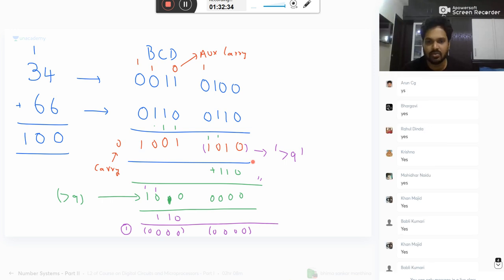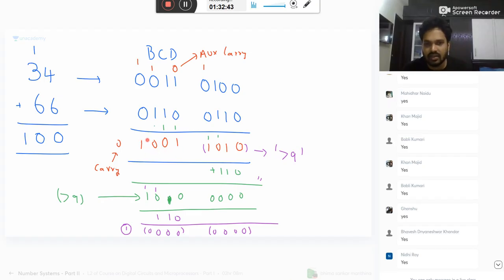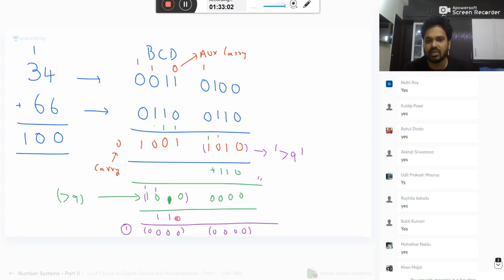Okay. So after adding this, check what you got. Firstly, here check it. Is it greater than 9? No. Is this carry 1? No. If it is not true, don't add here. Only add here. Now you got some result. Check here. Is it greater than 9 or not? Tell me. Yes. Add 6 here. Then you get the final answer.